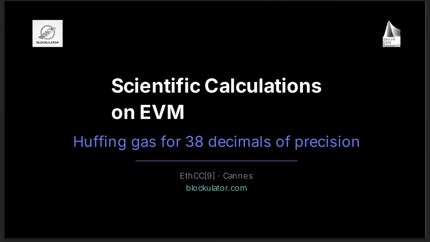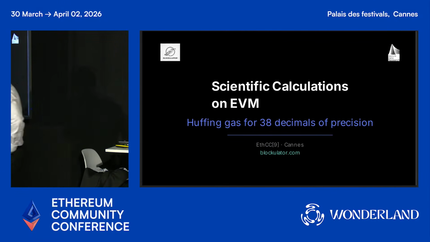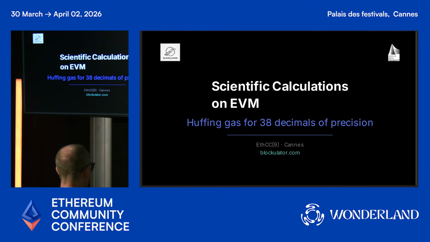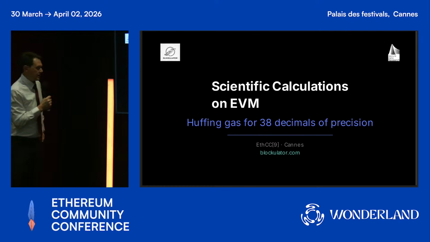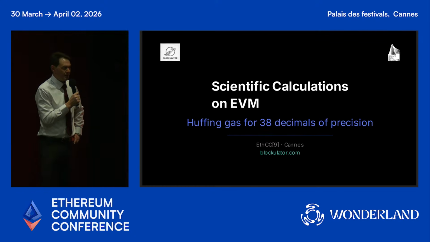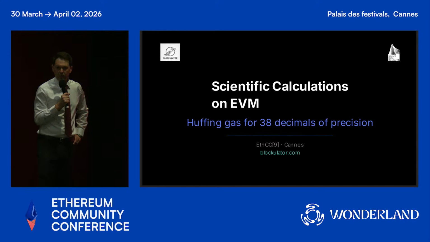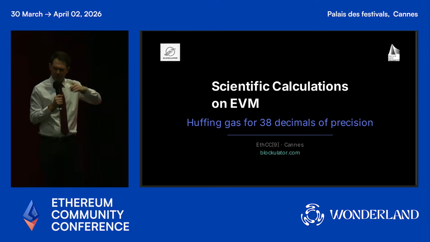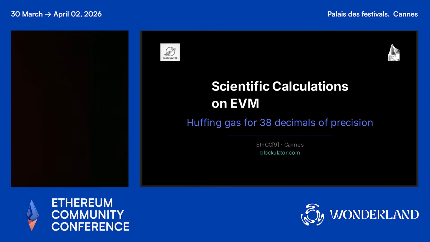This is scientific calculations on EVM, or Huffing gas, for 38 decimals of precision. I made some nice animations, and you will not see them today, because my computer's not working right. The main point today is how to perform calculations without leaving the blockchain and without being satisfied with 18 decimals of precision, which is normal. Everybody know what WAD math is? No? You do? Yeah, okay, good. So we'll talk a little bit about that. Let's just get right into it.